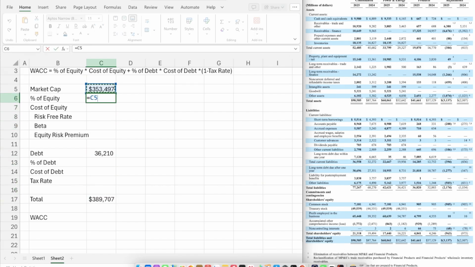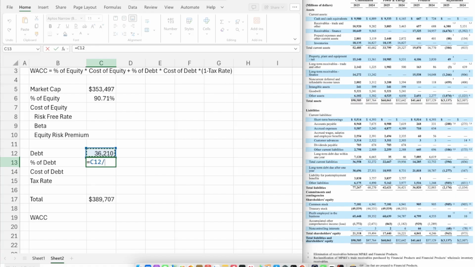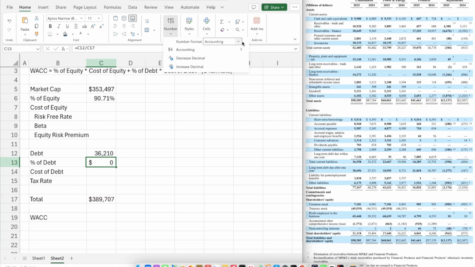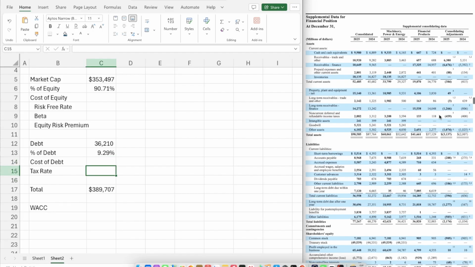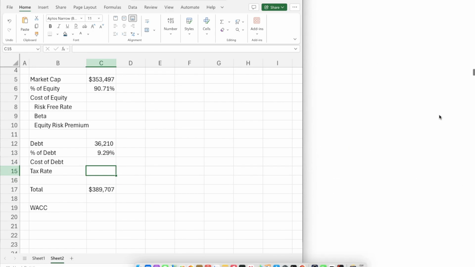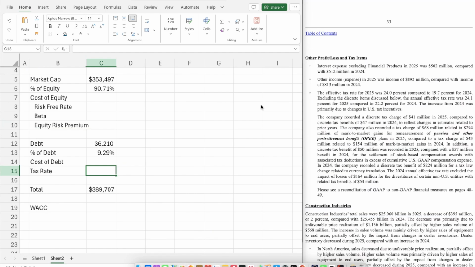The percentage of equity is your market cap divided by your total, to a percentage. Your debt divided by your total. The tax rate, I actually put it somewhere. I'll find it, one second. Here it is. The effective tax rate for 2025 was 24%.